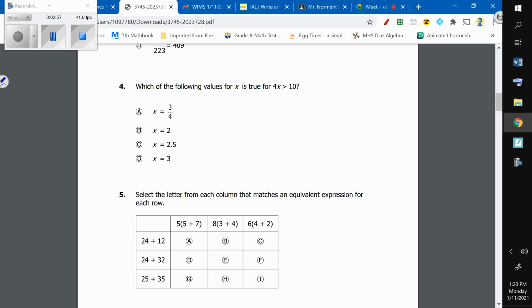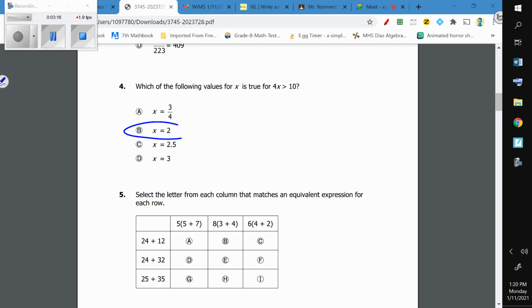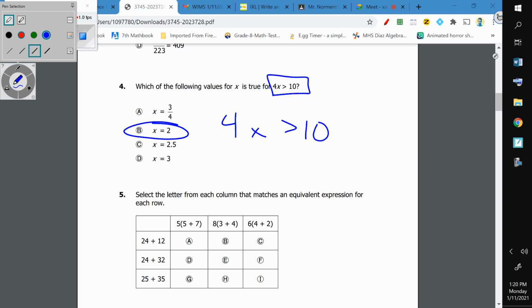Number 4. Which of the following values for x is true for 4 times x being greater than 10? Now this is a little bit tricky, but I'll give you a slight hint, okay? It might be easier if you guys plug it in and solve it on your own. For example, let's take this answer. And if I take this equation, which I got because it's right here, and let's say x equals 2, so I take the x and I replace it with 2. Well, they're side by side. What does side by side mean? It means multiply. 4 times 2 is 8.